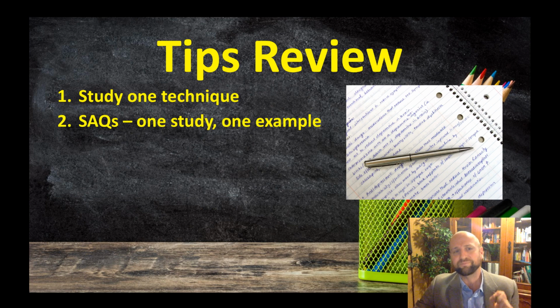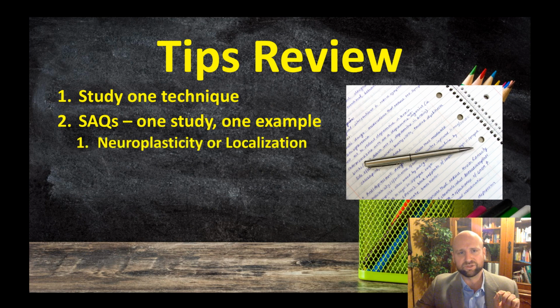So 1 in depth. Short answer questions, 1 study, 1 example. That's it. Especially if you're only doing the biological approach to the short answer question level, and you're going to write your essay on the cognitive or sociocultural. 1 study, 1 example. And I would choose the technique and then link that with how it's used to study neuroplasticity, or how it's used to study localization of function. That's for a short answer response.